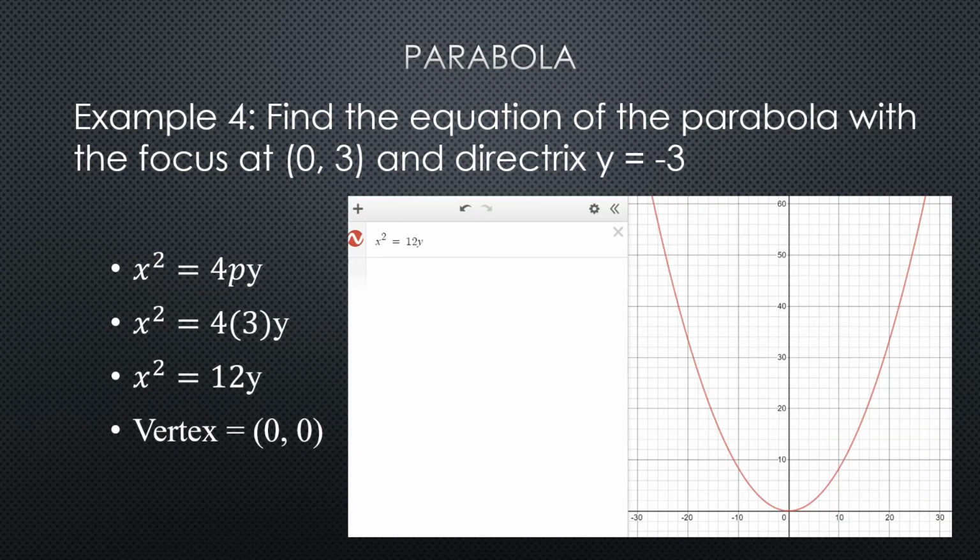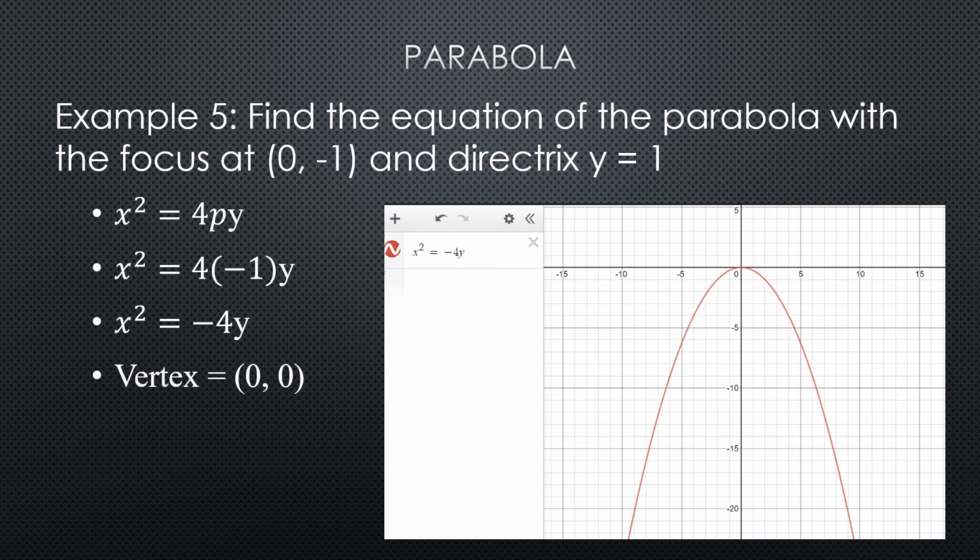Right, this is another similar problem. We've got the focus at (0, 3), the directrix at y equals -3. So if we plot the focus and the directrix, we can see that the parabola needs to be opening up. And so we're opening in y, so that's an x squared formula. So we've got x squared equals 4py. We're opening in the positive direction, so the distance from the vertex to the focus is a +3. So we end up with the equation x squared equals 12y.